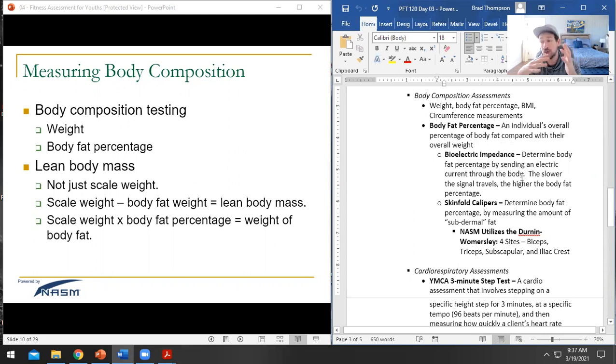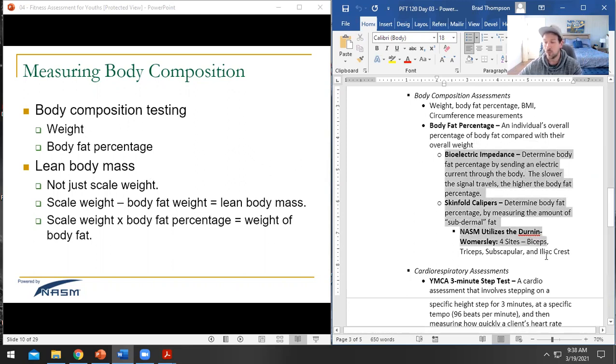And we know that if that current travels really slowly, then there is some type of tissue that does not conduct electricity very well. That's going to be body fat tissue, right? So the slower the signal travels, the higher the body fat percentage. And so the machine's going to know that and recognize that, and then it will tell you what their body fat percentage is.